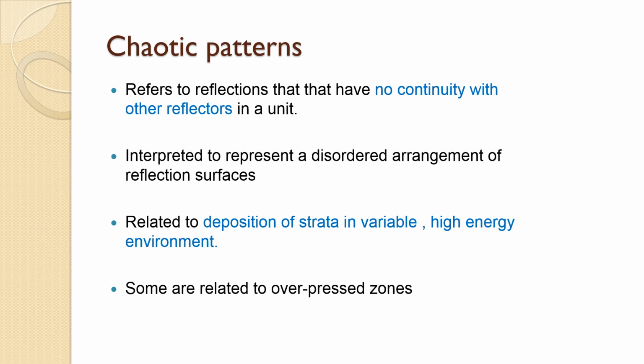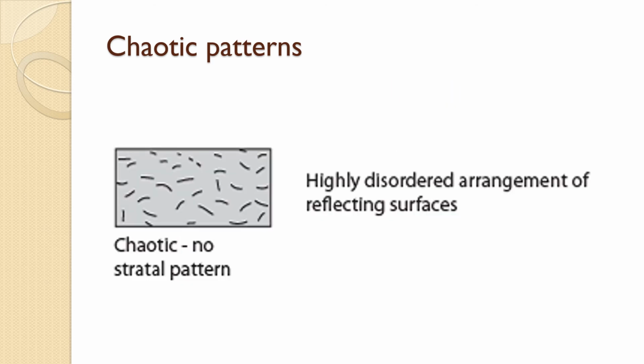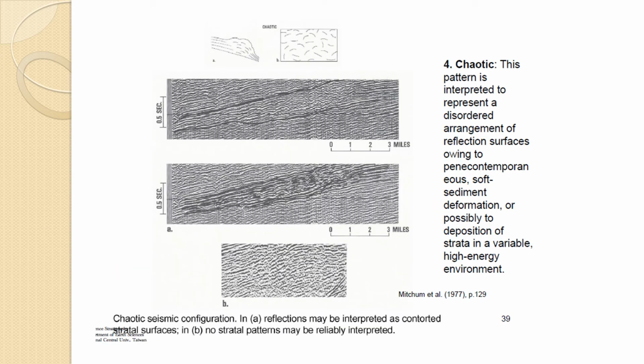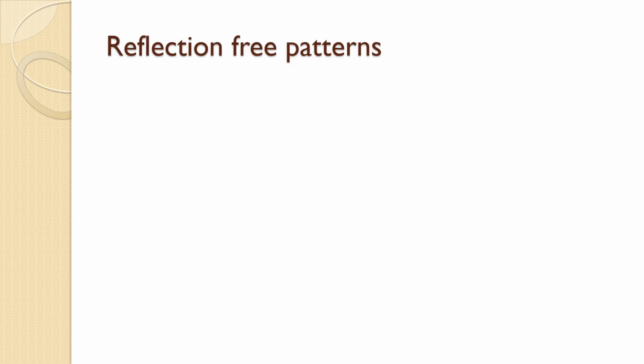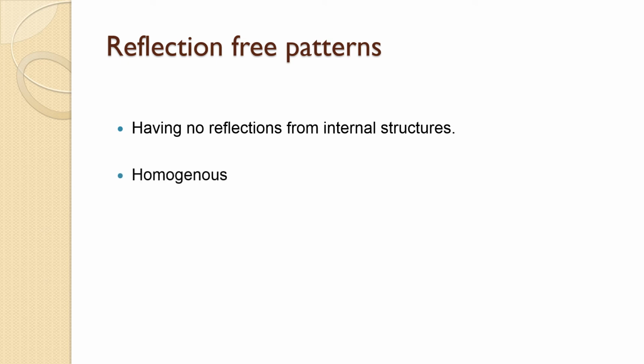This is an example of chaotic or no strata pattern. These are real examples of seismic records for the chaotic. Reflection free, and from its name also it has no reflections from internal structures, where you can find those in homogeneous layers without any density or velocity contrast within the same layer. Also non-stratified unit. And this is the last one of those configurations.